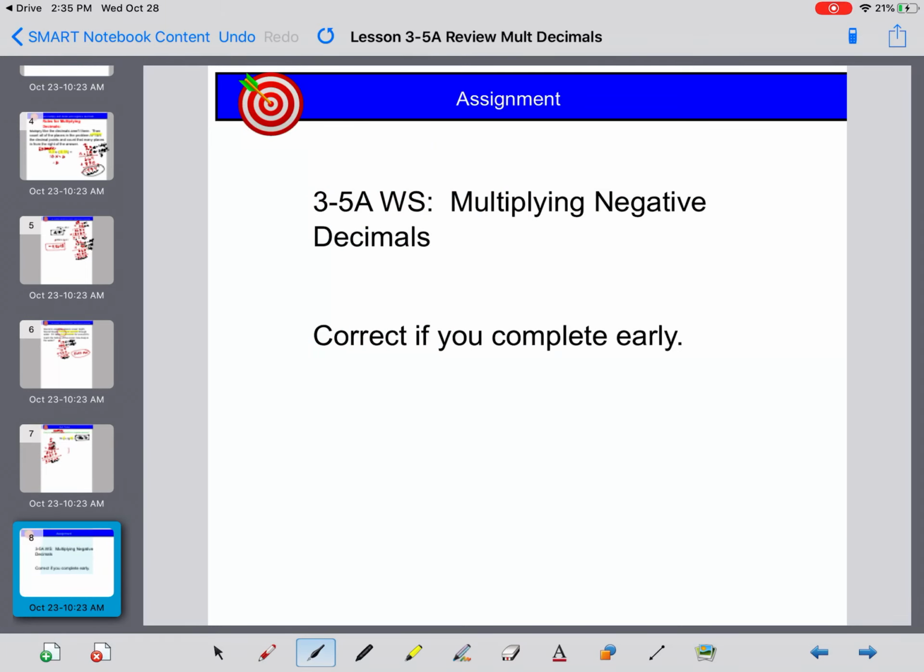Give the 3-5A worksheet a go and make sure that you ask if you have any questions on this.